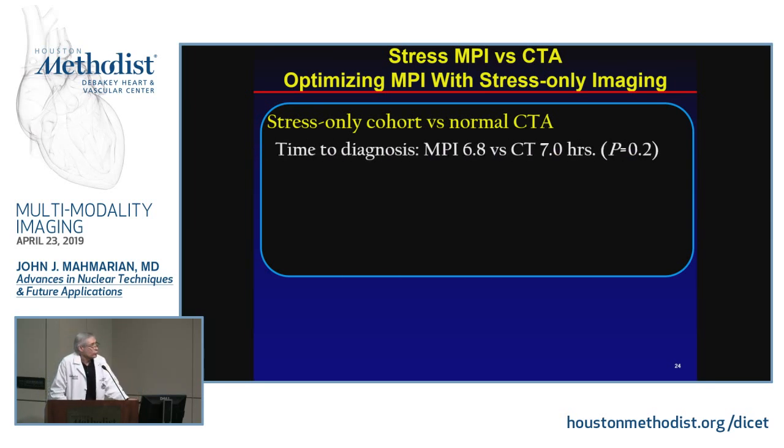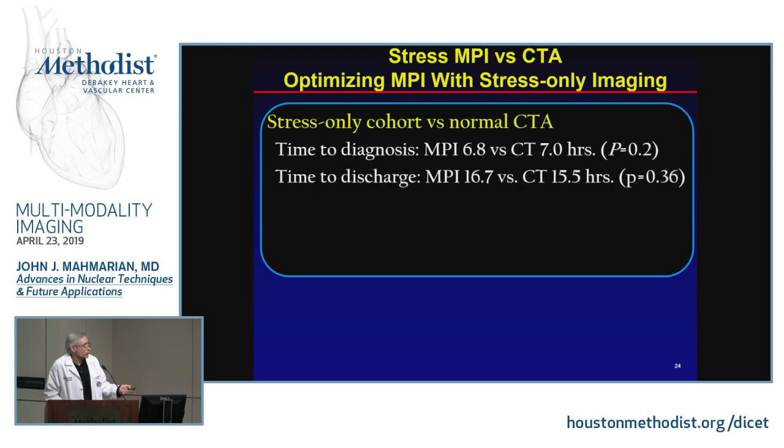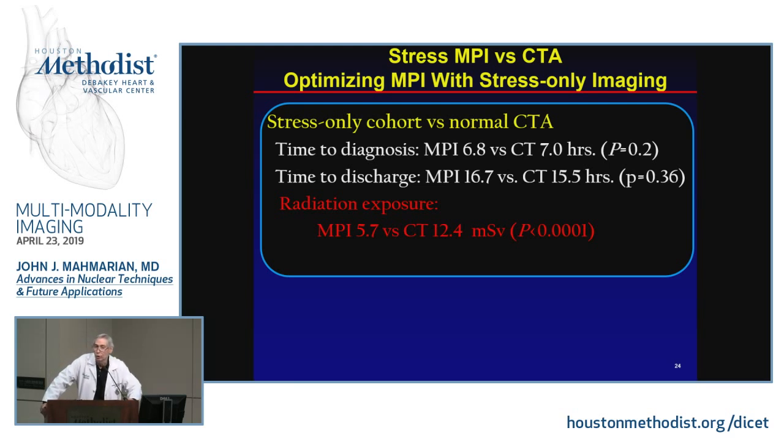Okay, so in terms of stress-only imaging, time to diagnosis was comparable to CT, time to discharge was comparable to CT. Radiation exposure actually was less than CT. Now, this was when we were doing 64-slice CT. So that's not the case probably today. We can get down to 1 to 5 millisieverts of radiation with CT if it's done in the proper patients. But most centers still use 64-slice CT.